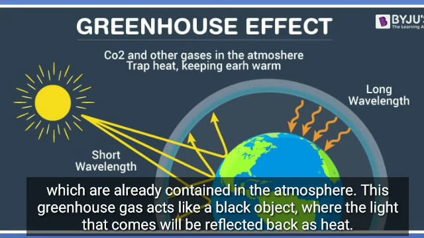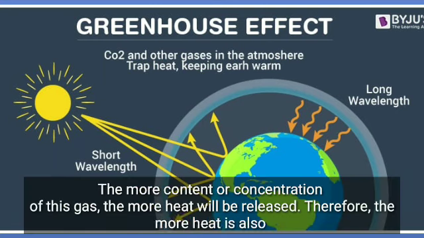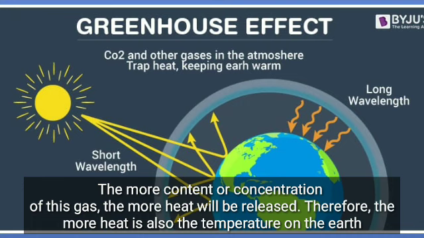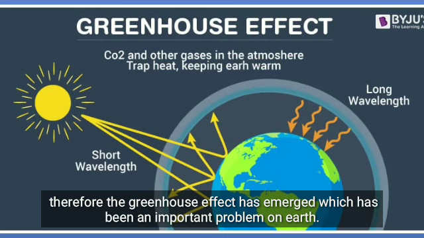These greenhouse gases act like a black object, where the light that comes will be reflected back as heat. The more content or concentration of this gas, the more heat will be released. Therefore, the temperature on the earth also rises. Therefore, the greenhouse effect has emerged, which has become an important problem on the earth.